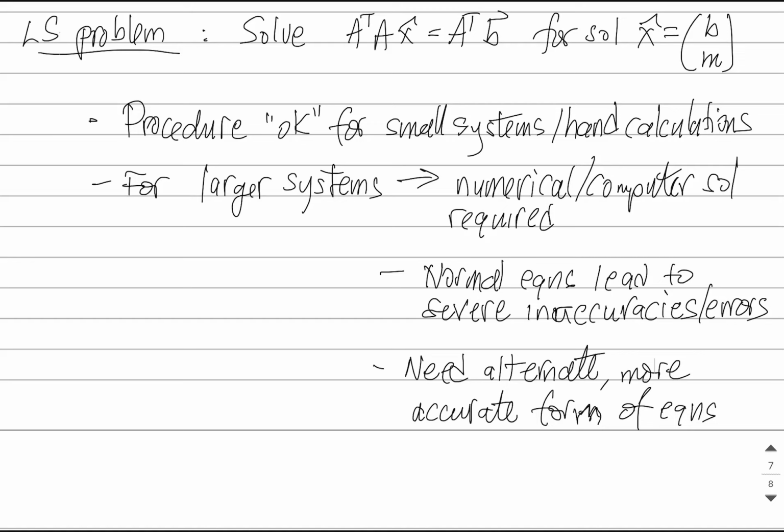The least squares problem can be solved by solving what are called the normal equations. The solution here is not a true solution to your original problem, because that's inconsistent, but instead what you're doing is finding these coefficients b and m that give you the line of best fit, the closest fit for your data. Now, this procedure is okay when we're solving small systems and we're doing it by hand. So for the typical textbook calculations you do, that'll be fine.